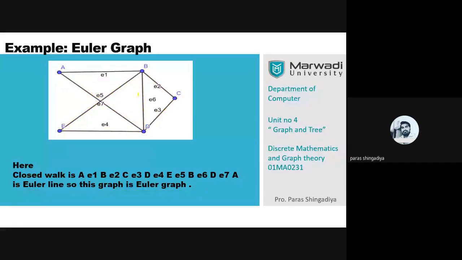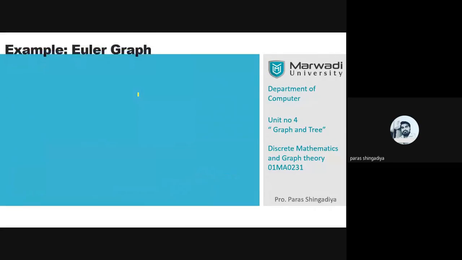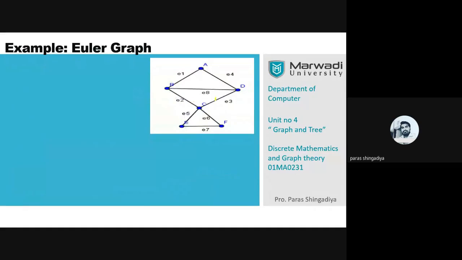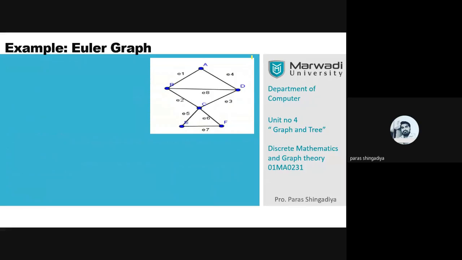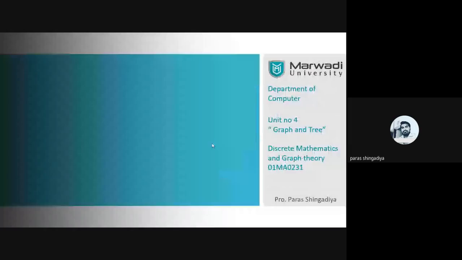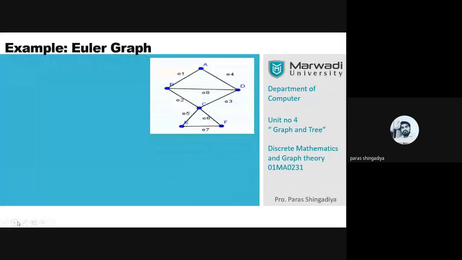Let us think about a counter example, which is not Euler. Here this graph is not an Euler graph. Why is it not an Euler graph? Let us think about the Euler line. My starting point, let us take A. I move on A, E1, B. Starting point is A, E1, B. Then after that I use the E2, C.